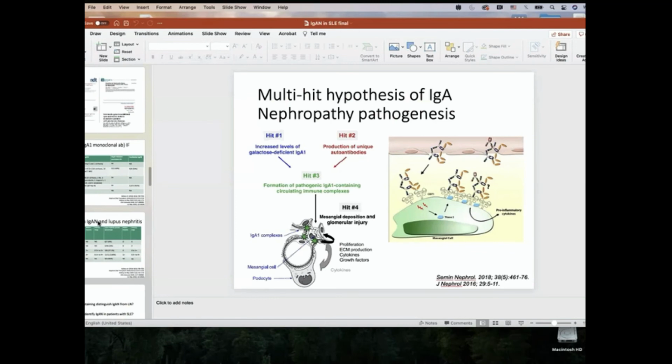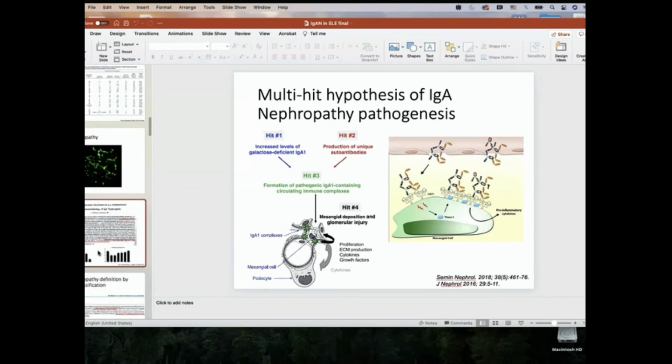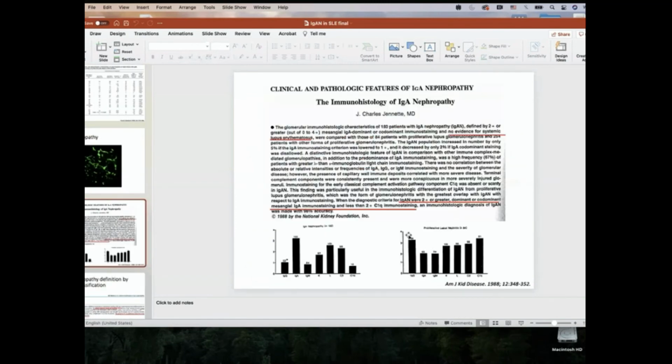Okay, so for the second question, let me go back to this. This old study actually is a great study. As we can see, even for IgA nephropathy, we can see some C1q, right? At that time, they were trying to come up with criteria to diagnose IgA nephropathy, because it is a new kid on the street.